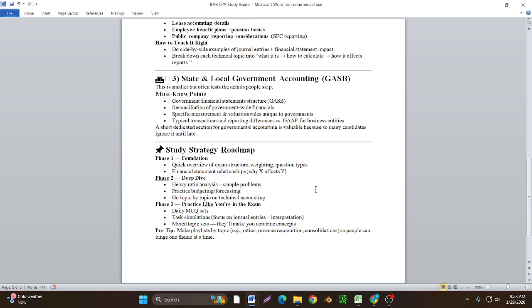So, how the exam tests you is super important. The BAR exam is built around 3 skill levels: remembering and understanding, which is 10 to 20%, application 45 to 55%, and analysis 30 to 40%. This means most questions are going to ask you to calculate something, interpret results, compare options, explain impacts, and not just define terms.